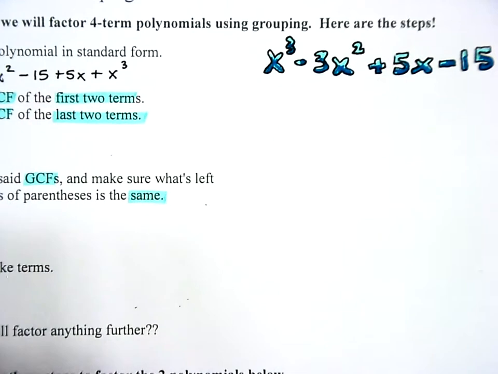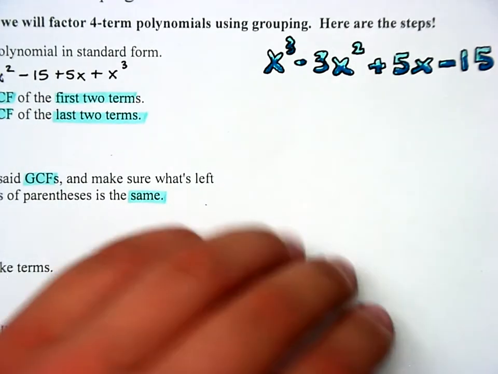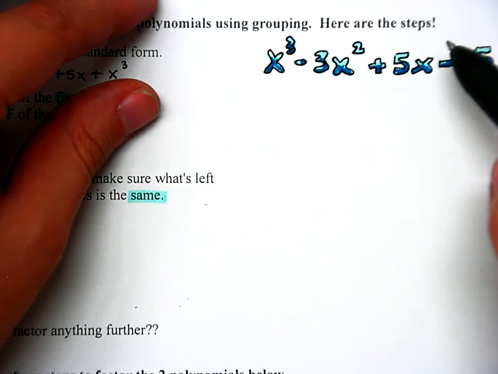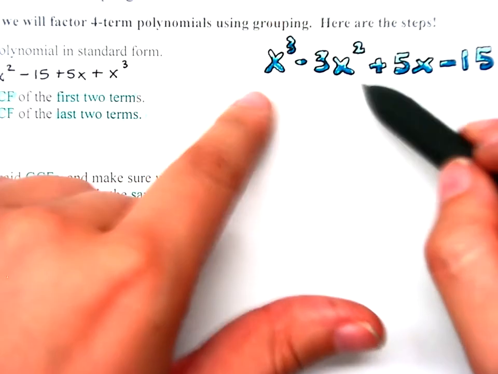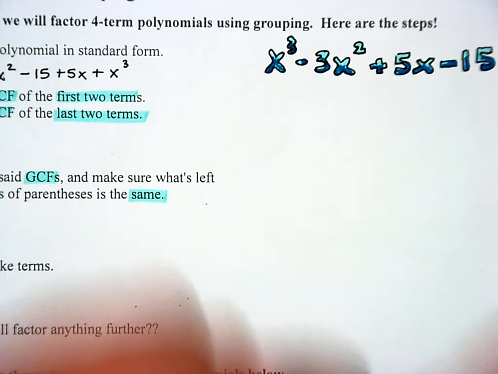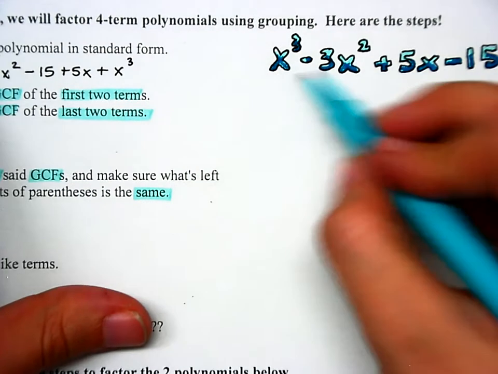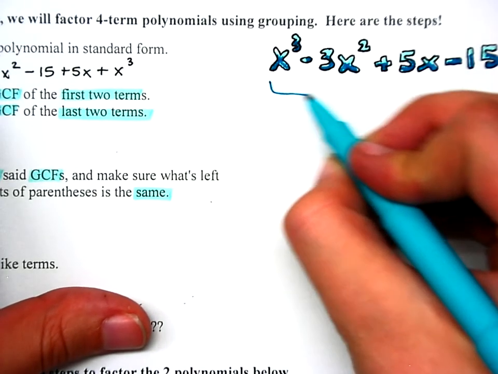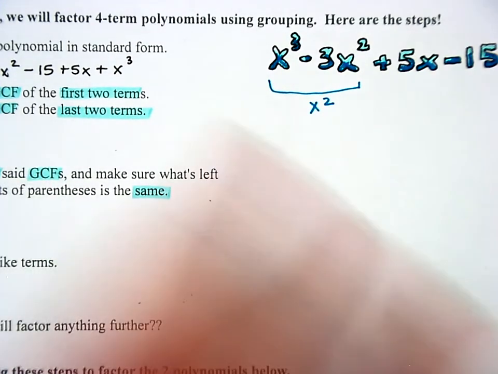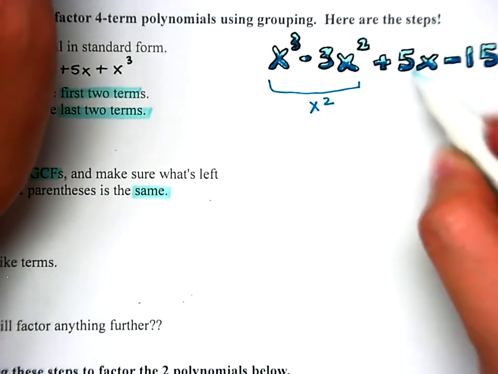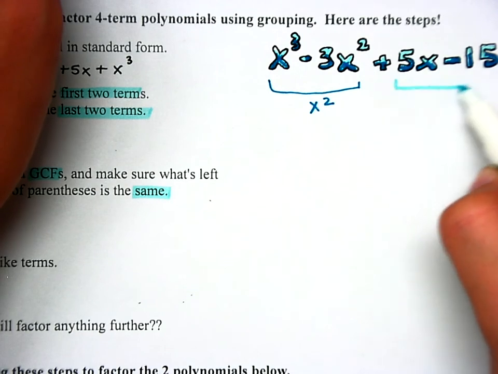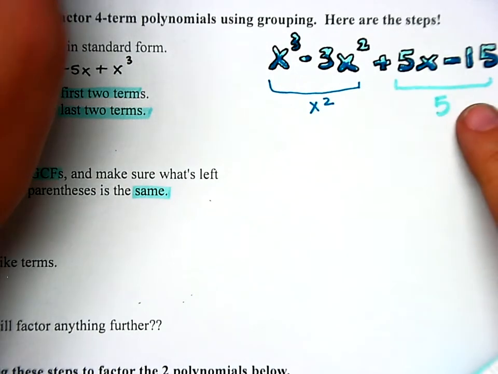So what I'm going to do is underneath write down what the GCF would be for each of these groups. So for the first group, my greatest common factor would be x squared. So I can factor an x squared out of both of these. So for these 2, it's x squared. For these 2, I can factor out a 5 out of both of these. So 5 is my greatest common factor here.